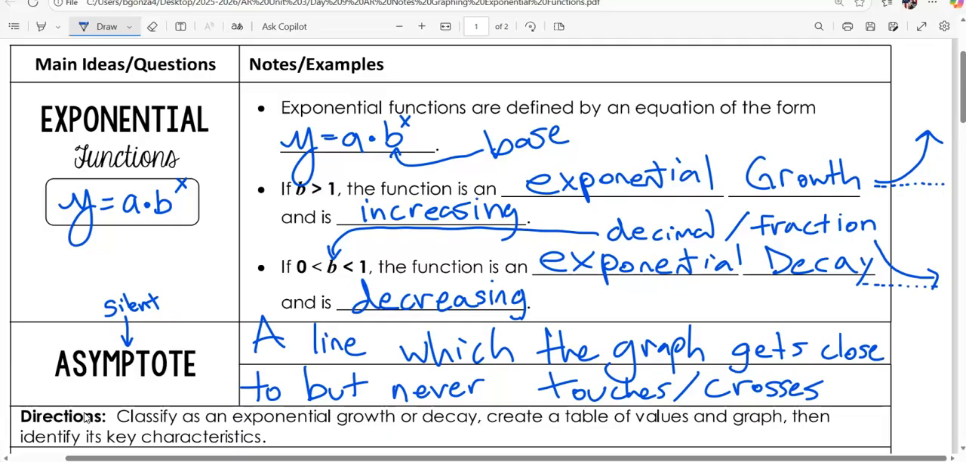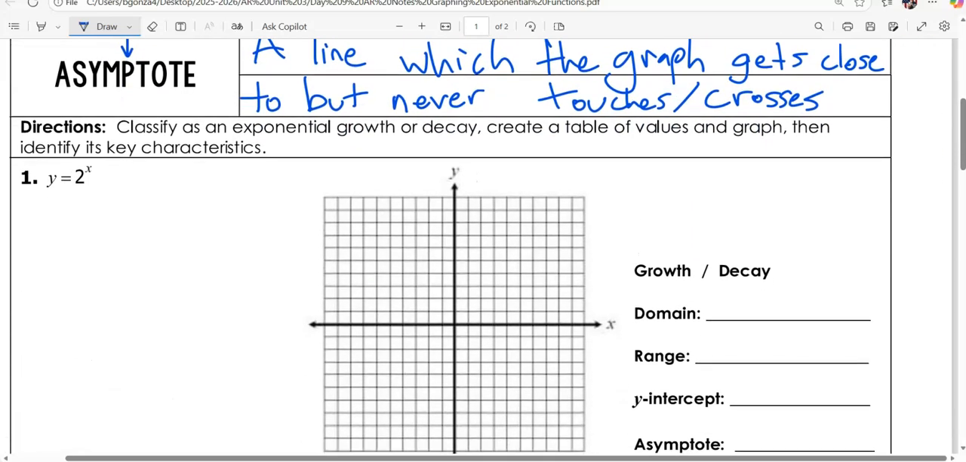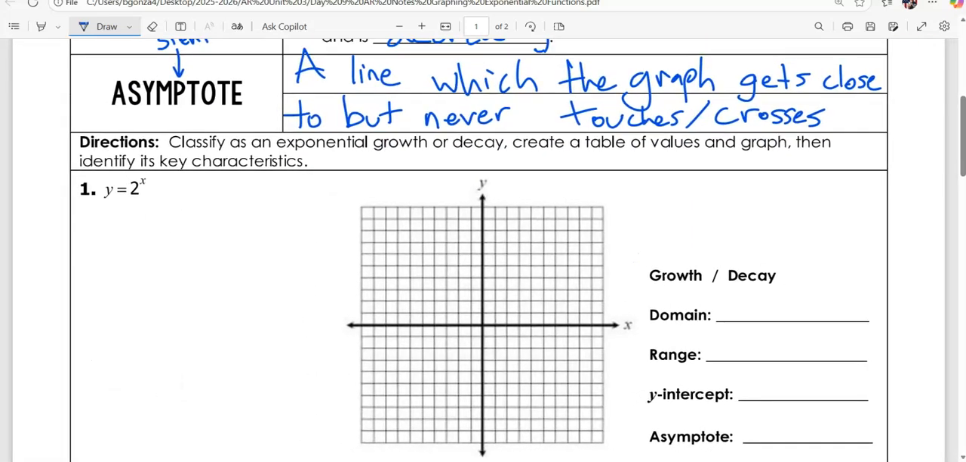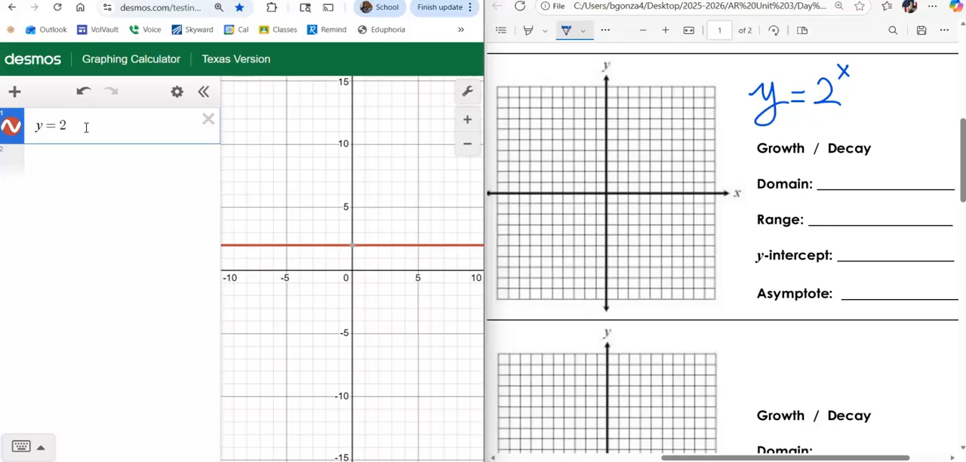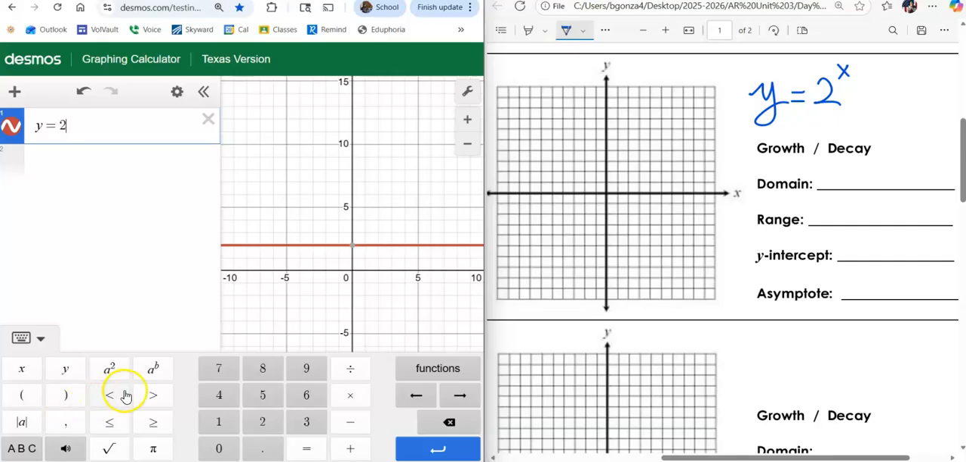Okay, ready? Get ready. We're going to graph. So we're going to rewrite the equation: y equals 2 to the power of x. 2 with a little x in the exponent. On Desmos, can you type that in? y equals 2, that's the easy part. How do you get a little x in the exponent? One way to do it is to click this keyboard and click this little a to the b.